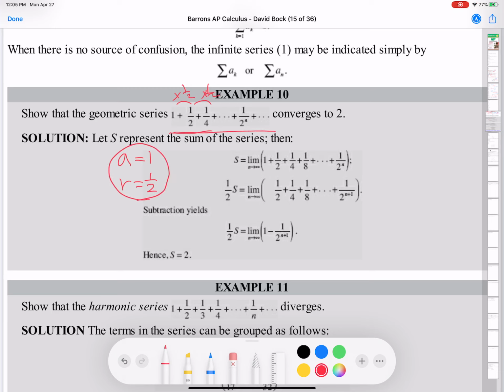Keep adding forever. Is it convergent? Yes, it is, because r is between negative 1 and 1. And then the geometric series is convergent. To what value? The formula is what? A over 1 minus r, right? So in this case, 1 over 1 minus 1 half, which is 2. So this geometric series is convergent to 2. That makes sense, right? So memorize the formula, a over 1 minus r.